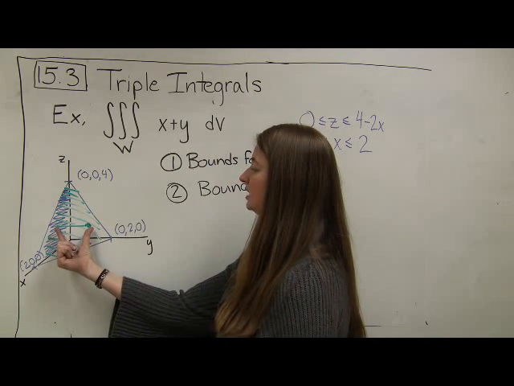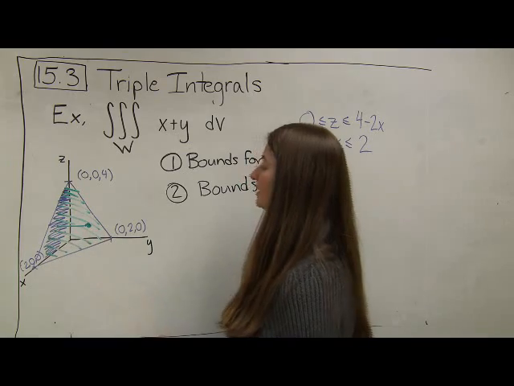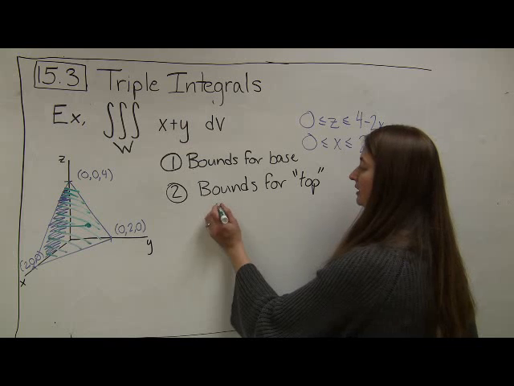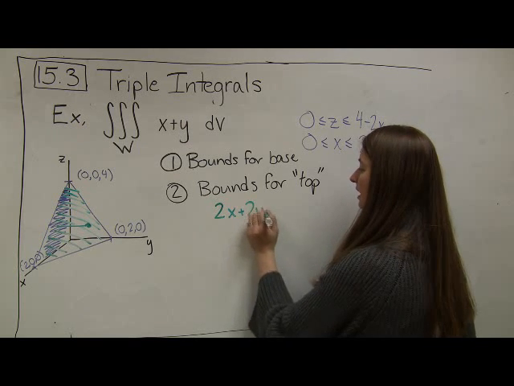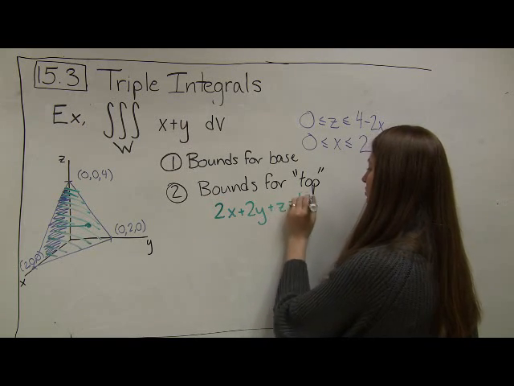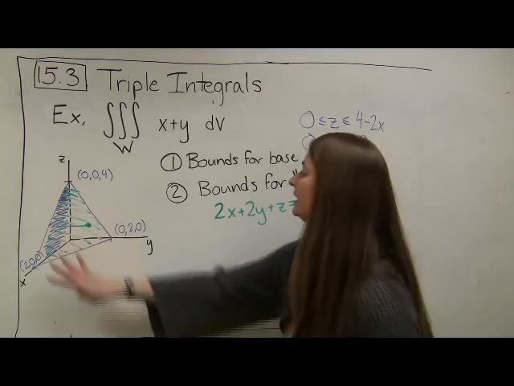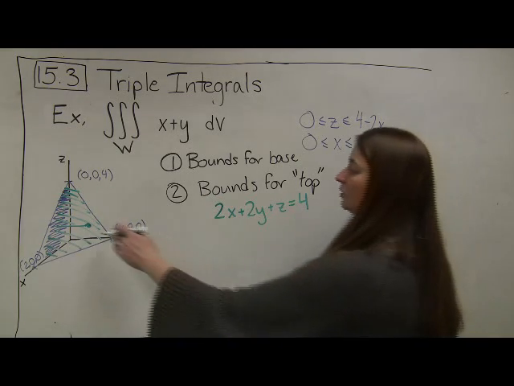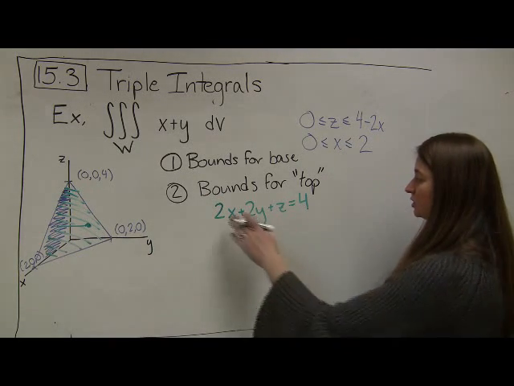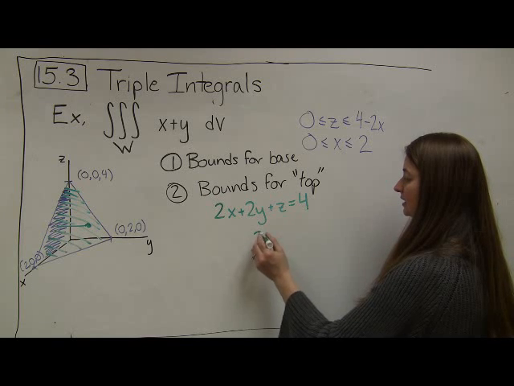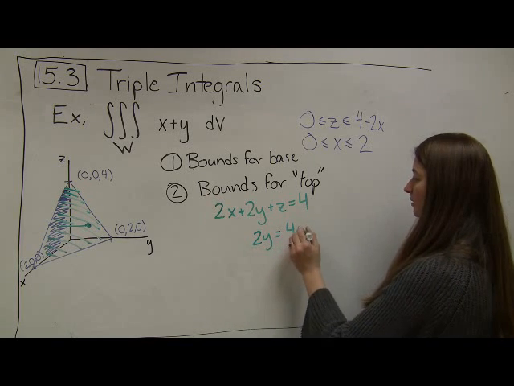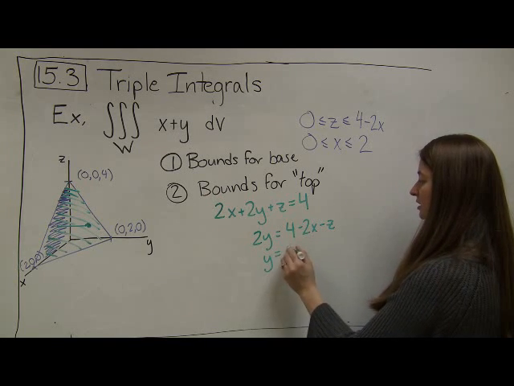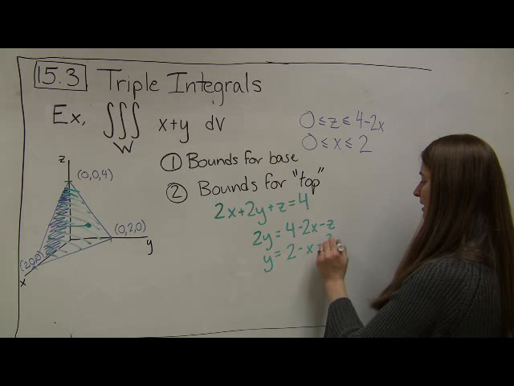So in this case, the top is going to be in terms of my y variable. The equation for this plane is the same equation that we saw before, namely that 2x plus 2y plus z equals 4 is one possible equation for this plane. But in this case, we're going to have to solve it for y instead of solving it for z. So when I solve this for y, I get the fact that 2y is equal to 4 minus 2x minus z, or it means that y is equal to 2 minus x minus z over 2.